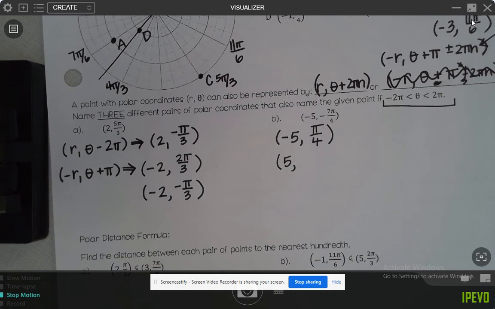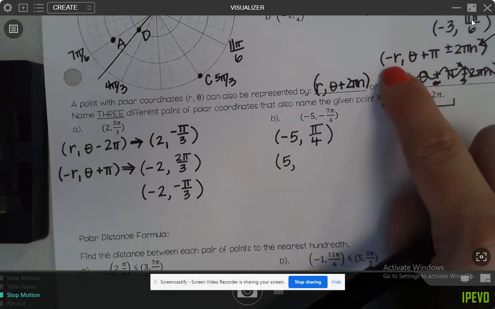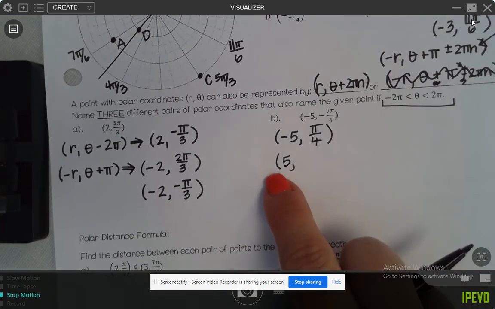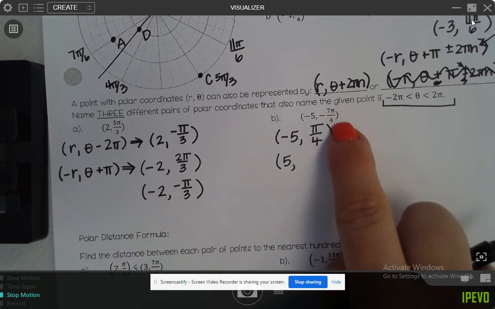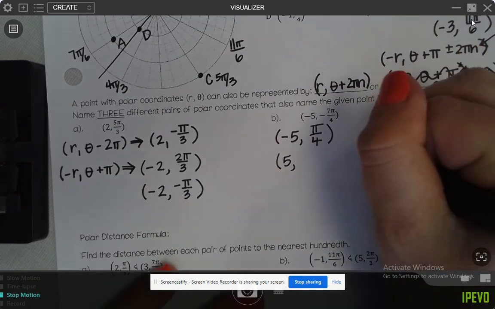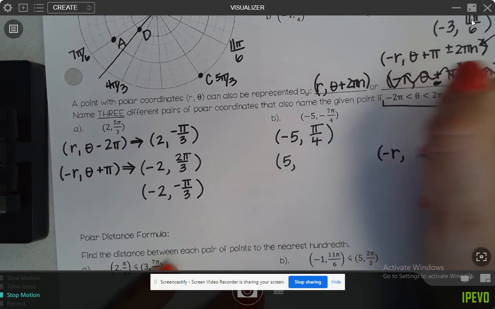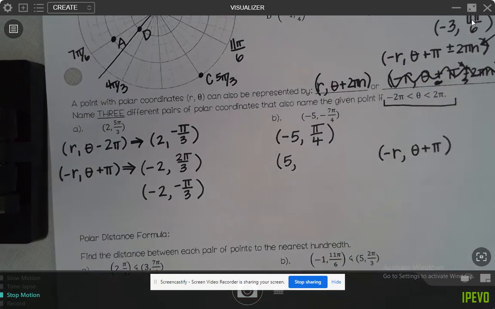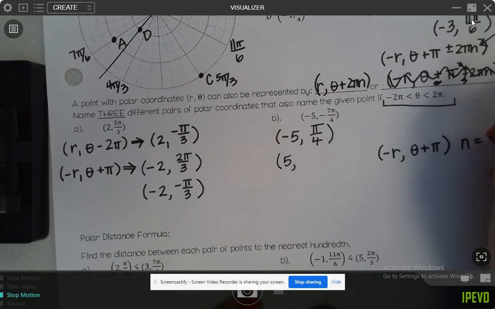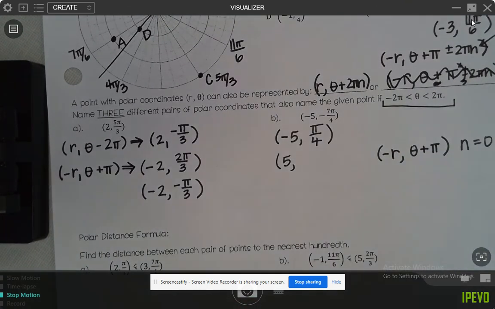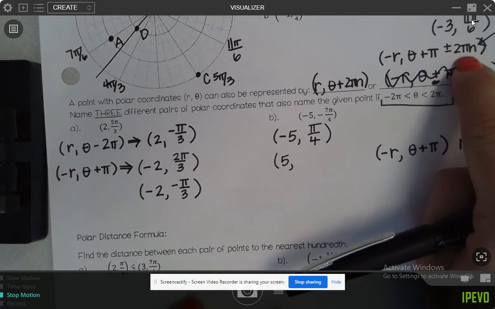0 is an integer. So, it means flip my r. Did I flip my r? What do I do with my angle? I now add, so this is going to be like this. Negative r, theta plus pi, boom. Because n is 0. Does everybody understand that? If n's 0, this whole thing goes away?